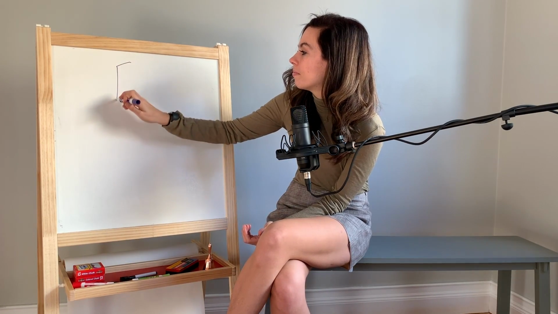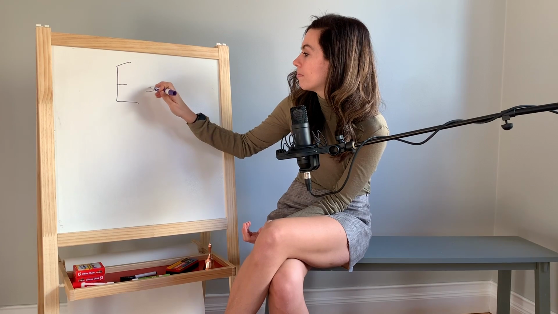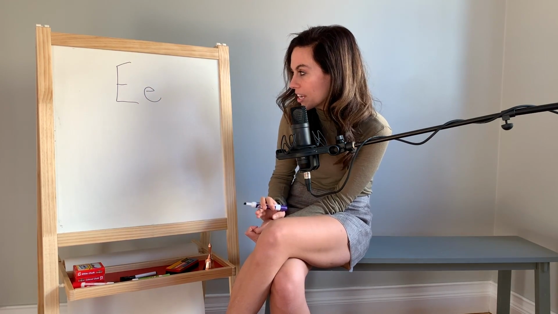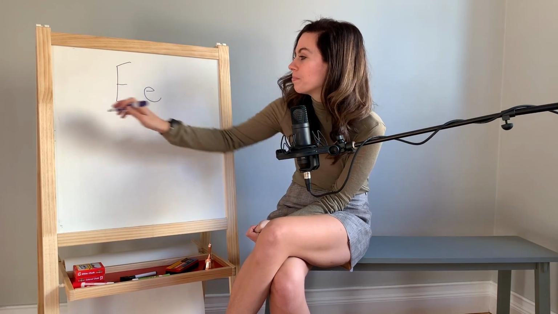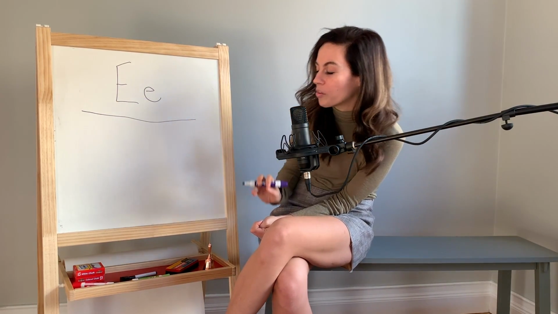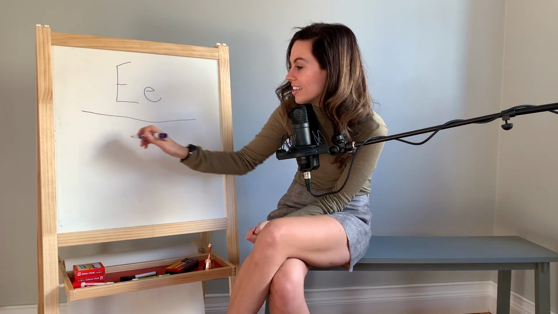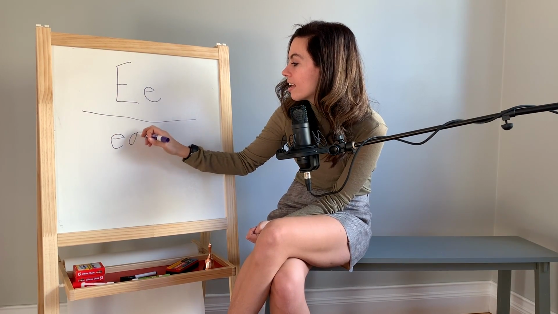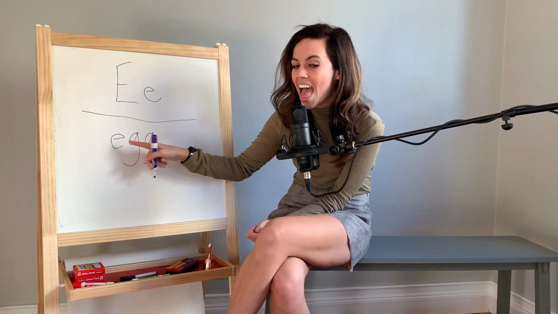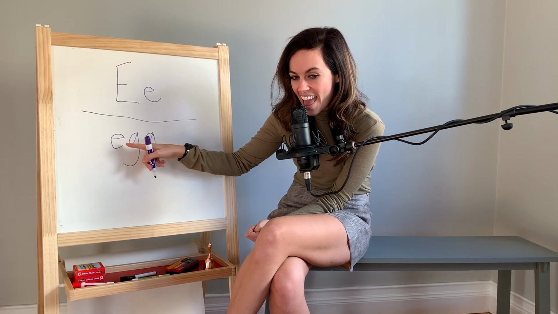The next letter we're going to talk about is E. Here's the uppercase E, and here's the lowercase e, and E says eh, eh, eh. And a word with E is egg, eh, eh, egg.